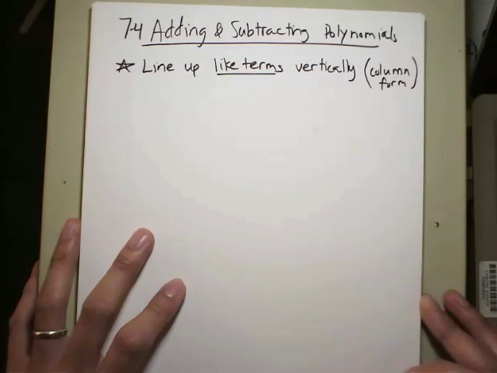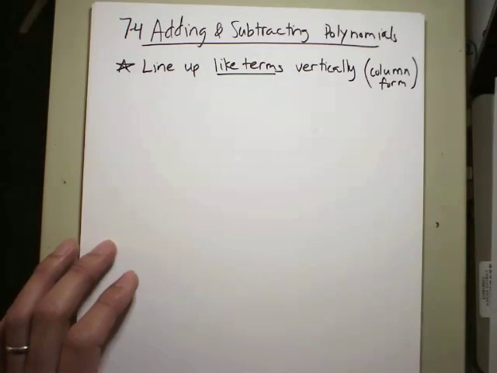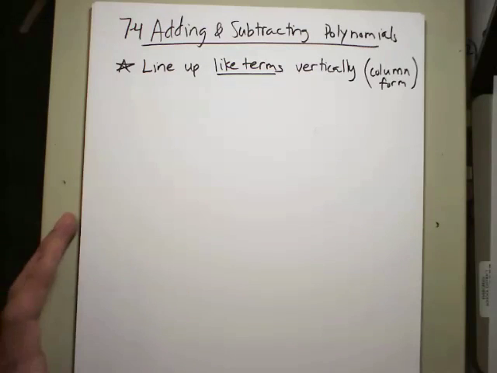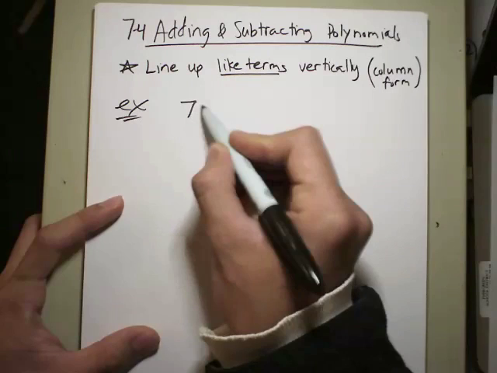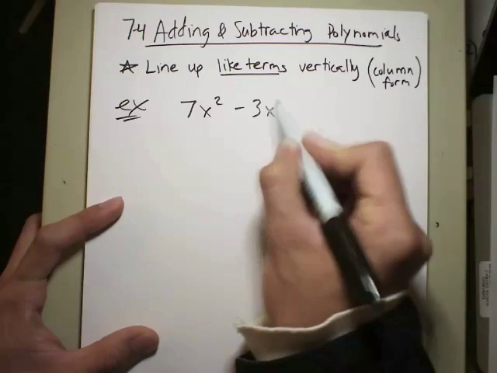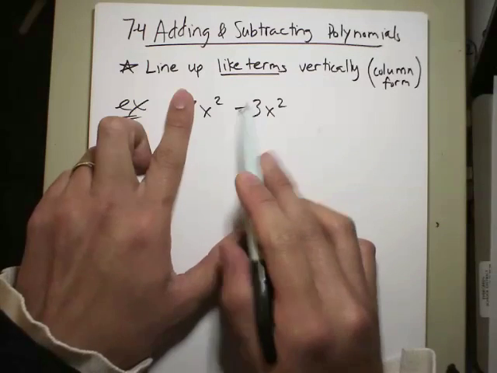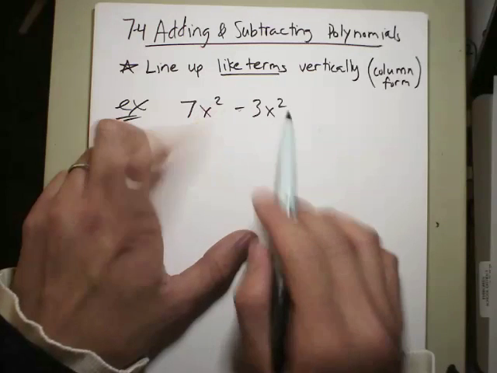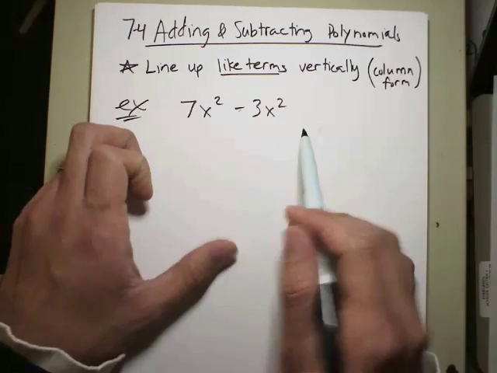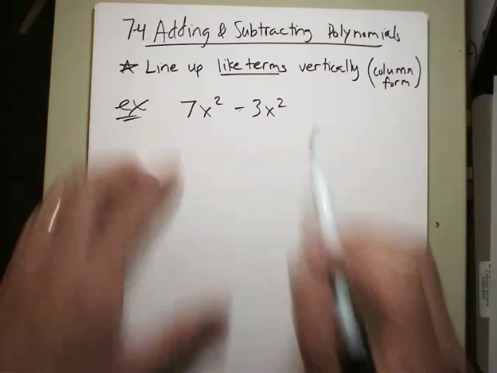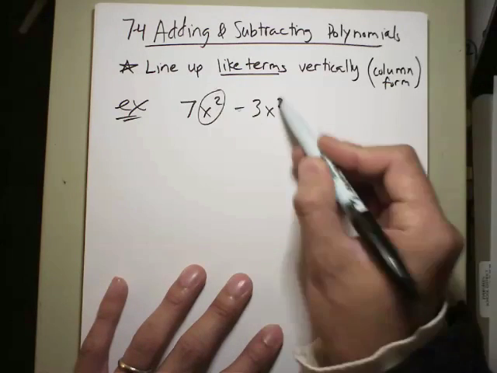Now, what do I mean by like terms? You have seen this in 7-3, which defined like terms. For instance, 7x squared minus 3x squared. Why are these like terms? We don't care about the coefficient, by the way, we just care about the variable and the power. They must have the same variable or variables if you have multiple, and they must have the same powers as well for you to consider them like terms.